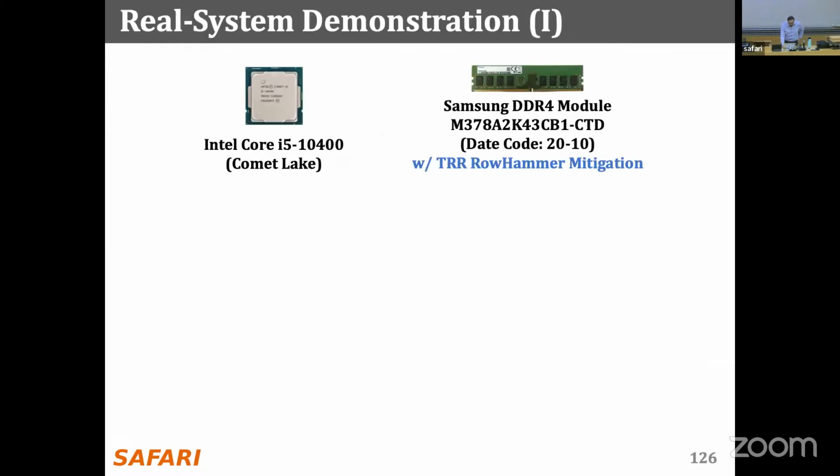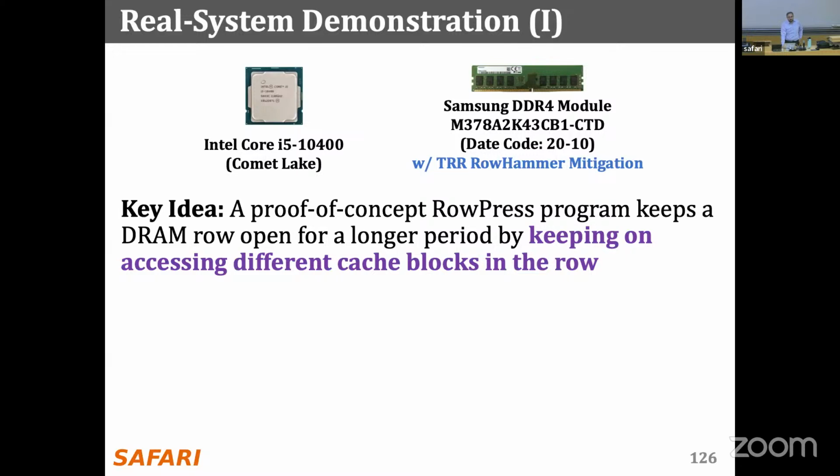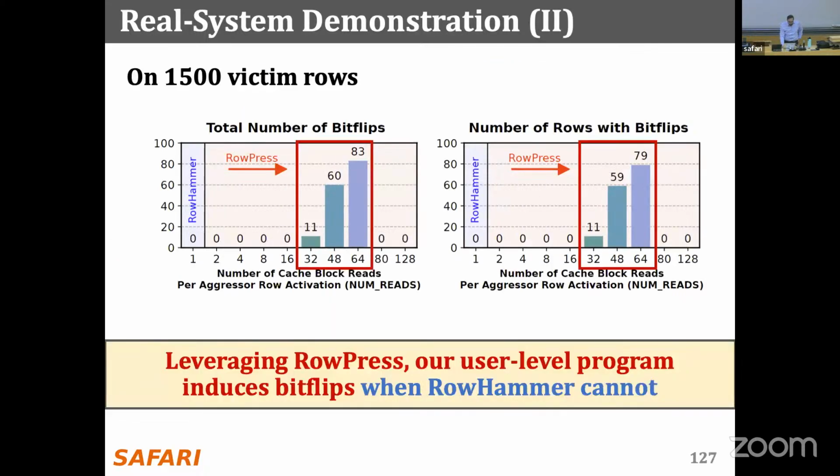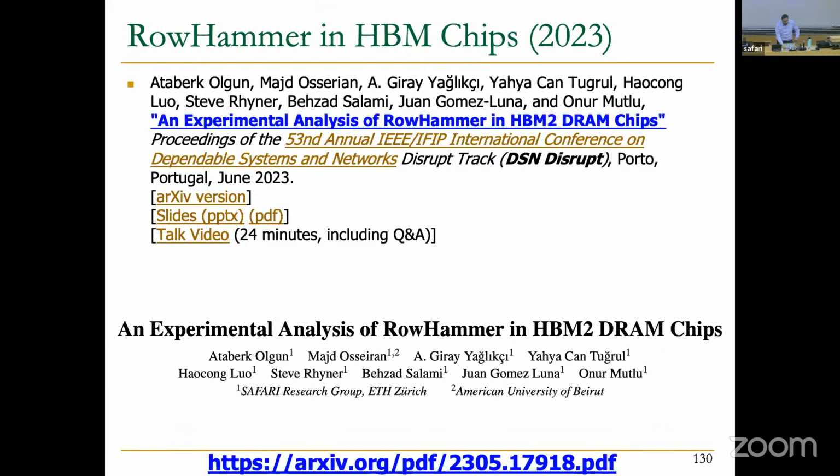Okay, I'm going to skip these. There's a real system demonstration as well. Ataberk did it, so you can ask him questions, but there's a snippet of code here that helps you induce RowPress bit flips on a real DDR4 machine. And you see that in this machine, you cannot induce bit flips by doing a RowHammer attack, but by doing RowPress, you can have bit flips. Okay. Let's skip this and this one as well.